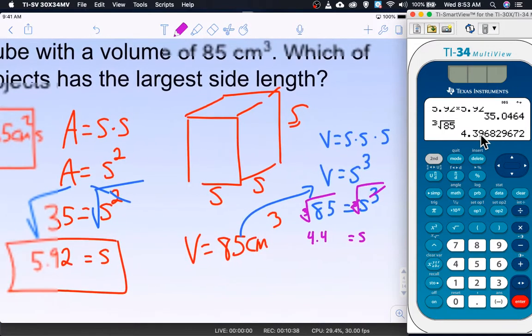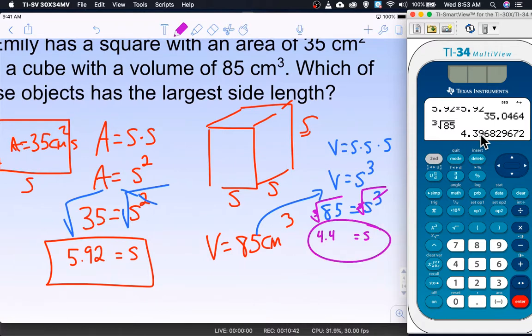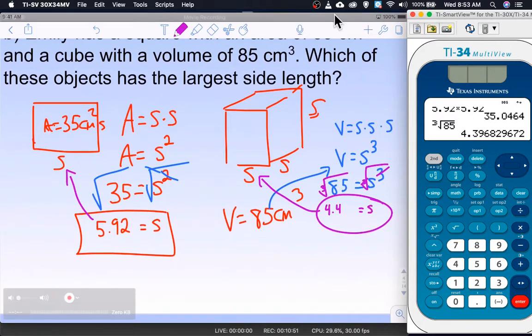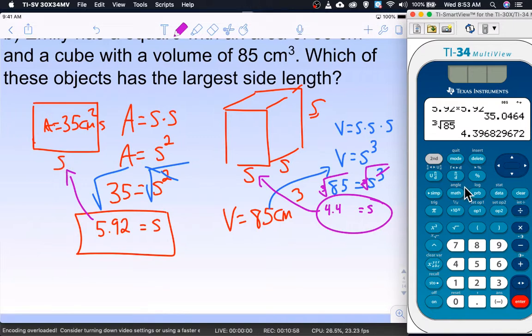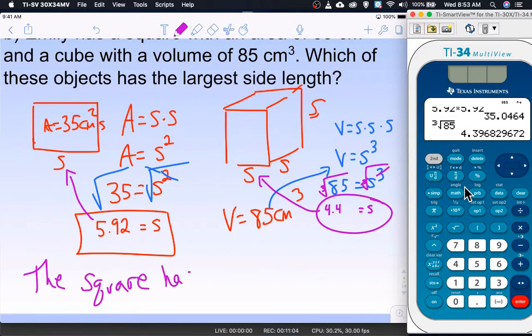So there we have it. My cube has side lengths of 4.4. My square has side lengths of 5.92. So then which object has the largest side length? I'm reading the question again. Well, the square has the largest side length. It's always good to use complete sentences when you can. There we go. Nice, pretty, perfect answer. The square has the largest side length, and there's all my work to go along with it.